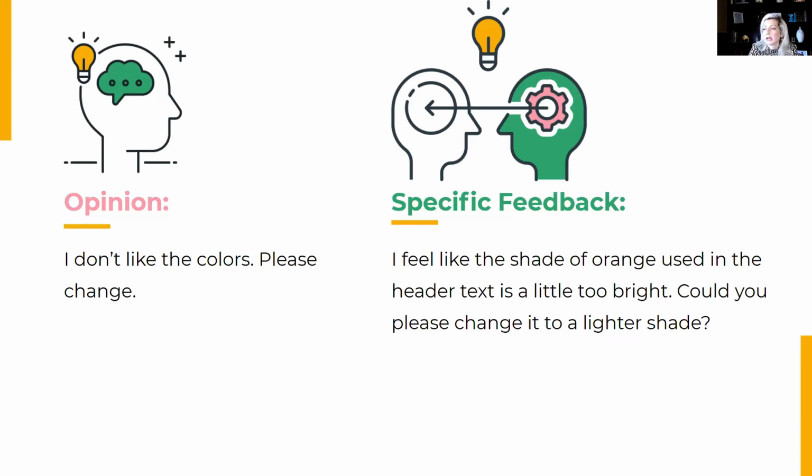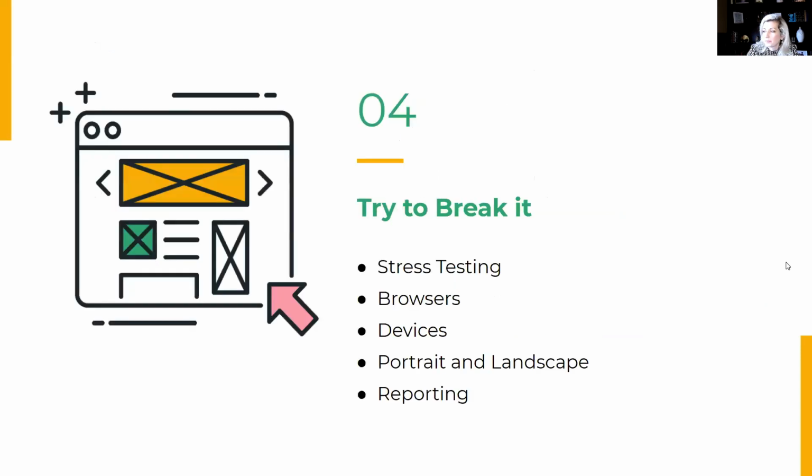Specific feedback, something like, I feel like the shade of orange used in the header text is a little too bright. Could you please change it to a lighter shade? That's specific feedback. That's something that you can work with. That's something that you're going to change. And that's something that I'm going to try and do for the courses that you guys have given me today, is give specific feedback.